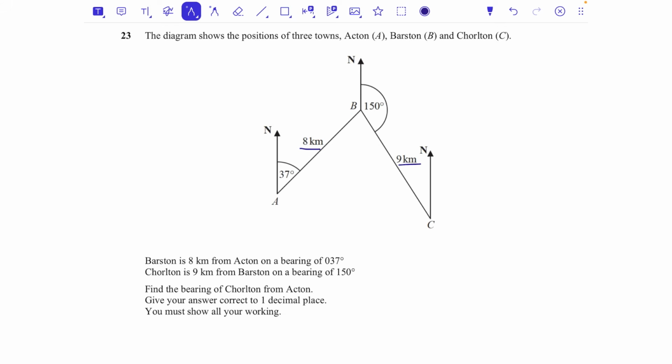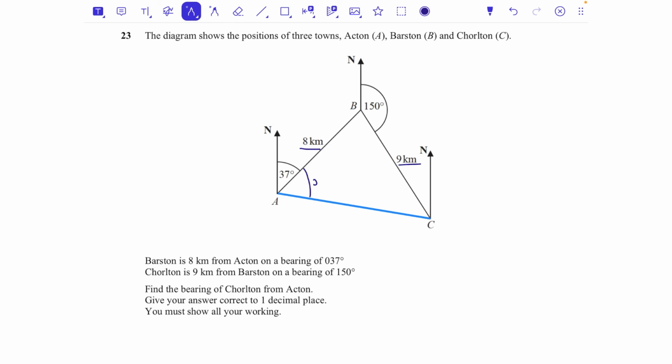So I would like the bearing. Now it's going to help to draw this line in. Acton to Chorlton. The bearing of Chorlton from Acton. So they're asking us, bearings start north and go clockwise. So they're asking us, what is that angle there? So we've got the 37 bit already. It's going to be helpful if we can get this angle here, because then we can just add it on and that will be our answer.